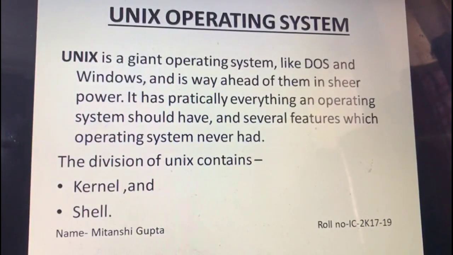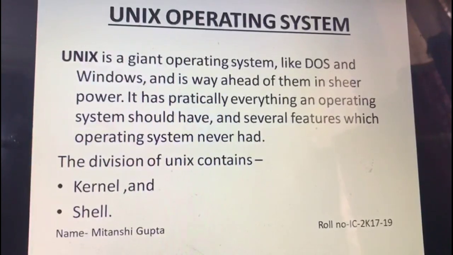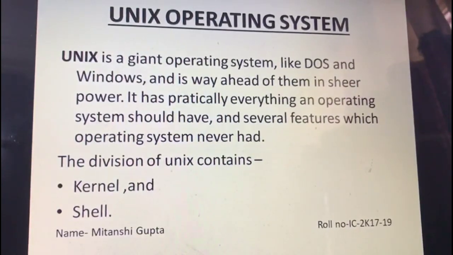Now coming to the Unix operating system. What is the Unix operating system? How does it work? Unix is a giant operating system like DOS and Windows and is way ahead of them in sheer power. It has practically everything an operating system should have and several other features which operating systems never had. The division of Unix mainly contains the kernel and the shell.